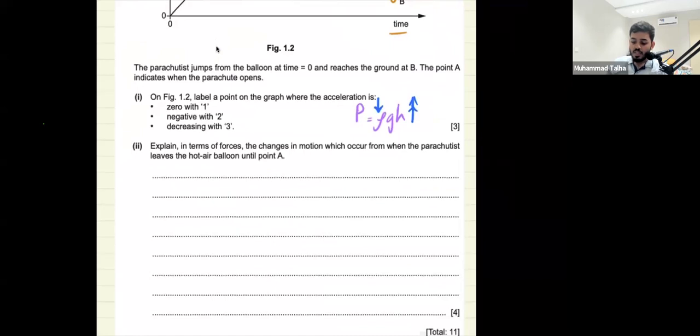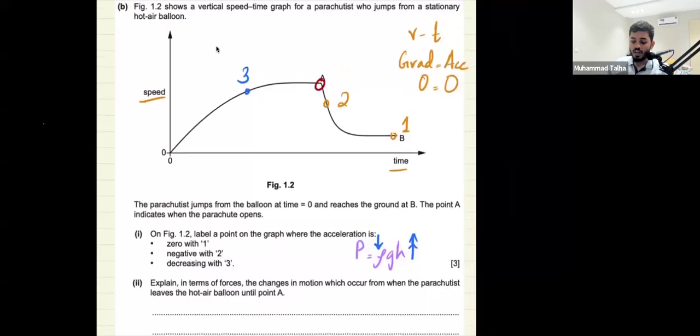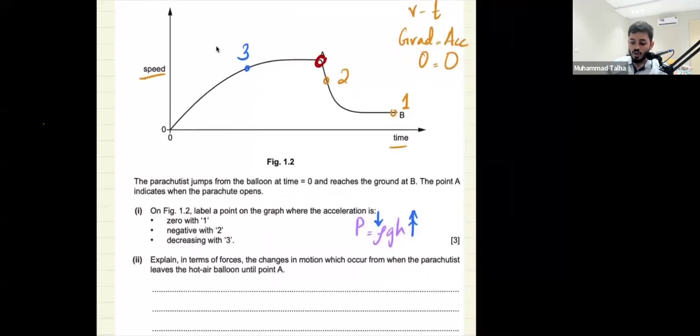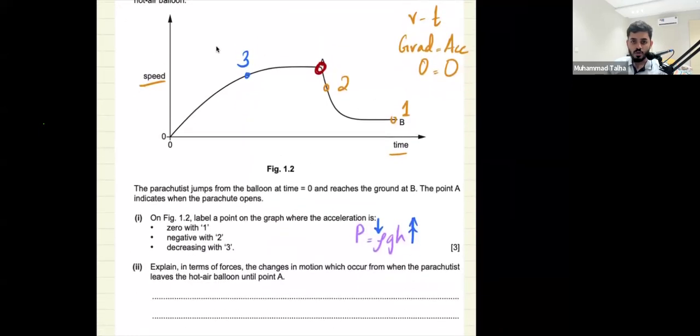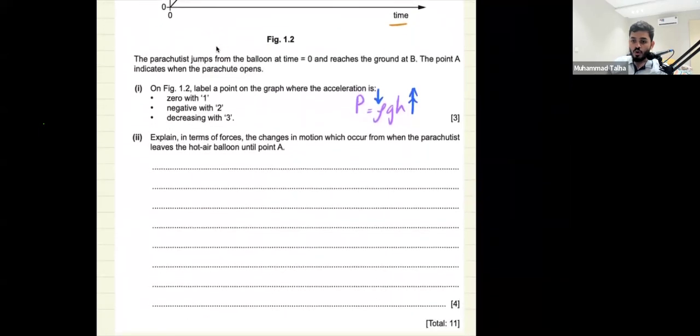Explain in terms of forces the changes in motion which occur from when the parachutist leaves the hot air balloon until point A. So it's just talking about till when he opens the parachute. So this is for 4 marks. Please do write this in all of its detail.